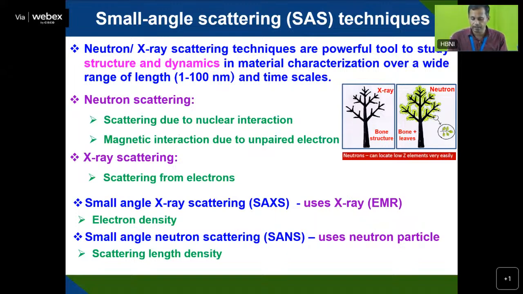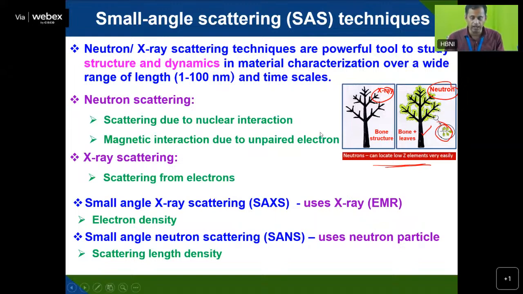If you have an X-ray here, or you have a neutron here, you can see that with X-ray you are mainly able to locate the bone structure, but in case of neutron, you are able to locate low Z elements. So you get information about both the bone as well as the leaf structure here. That means the soft material information you can get by using neutron.